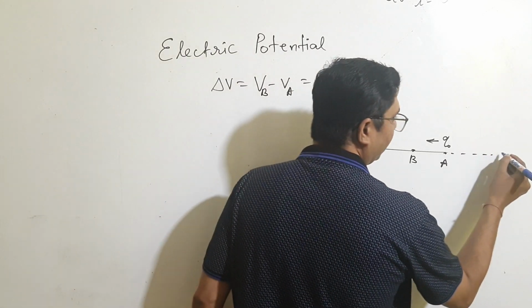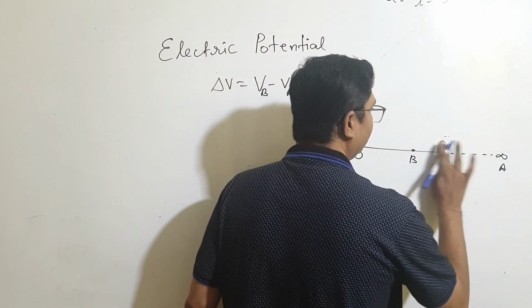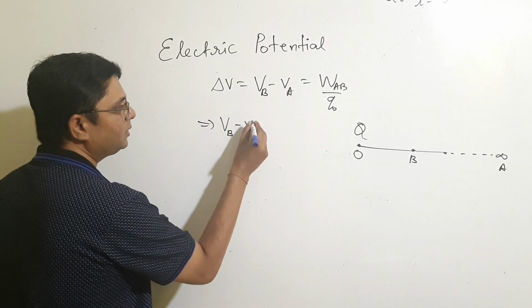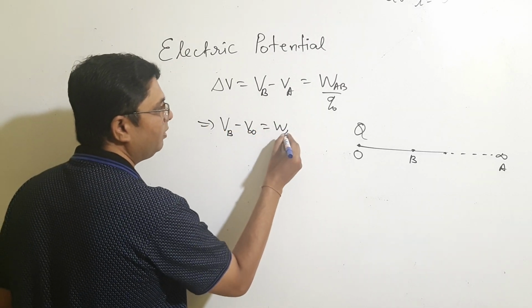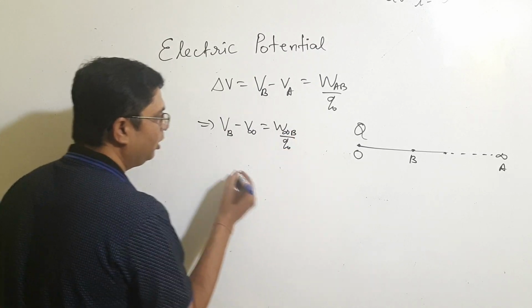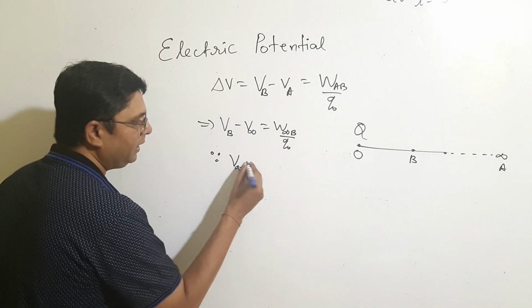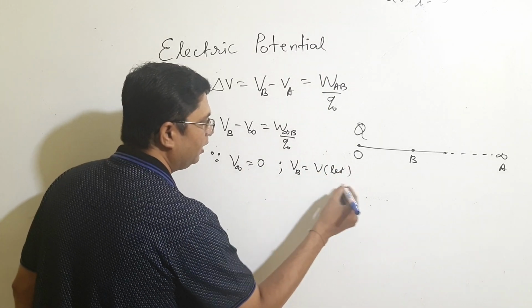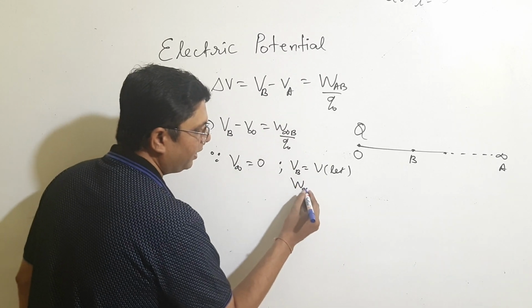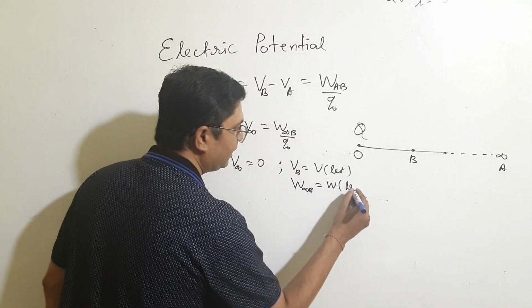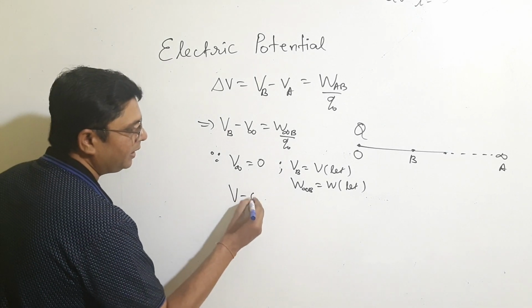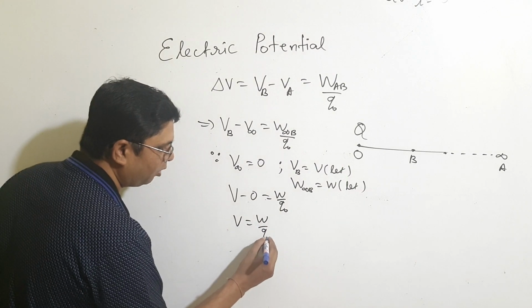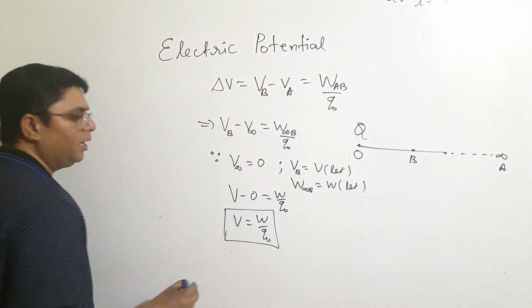A will be moved to infinity. Suppose A is moved to infinity, then the above equation becomes VB minus V infinity equals W infinity to B upon Q naught. You know that V infinity equals 0 and let us assume VB equals V, and W infinity to B equals W. So you have V minus 0 equals W upon Q naught. So V equals W by Q naught. This is the equation for electric potential.